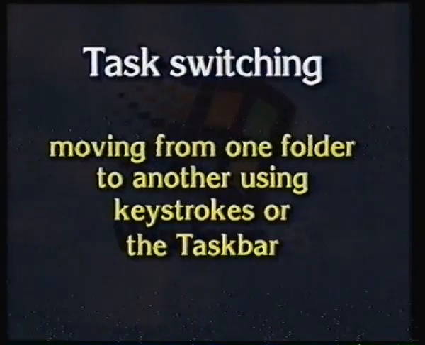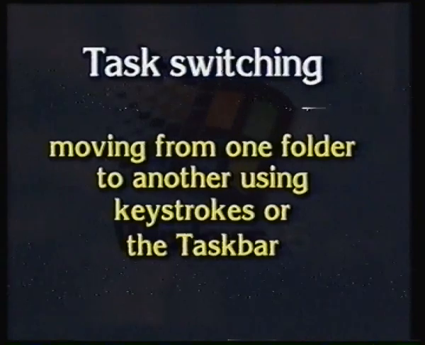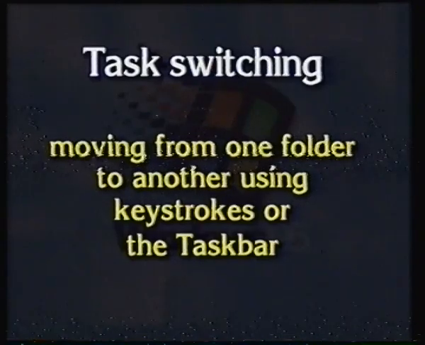If several applications are running at once, Windows 95 lets us switch tasks. Task switching is the process of moving from one program to another using keystrokes or the taskbar. In the next demonstration, we'll be using Windows 95 WordPad and Paint along with the Windows 95 calculator. The calculator can be found from the Start menu, through Programs, then Accessories.